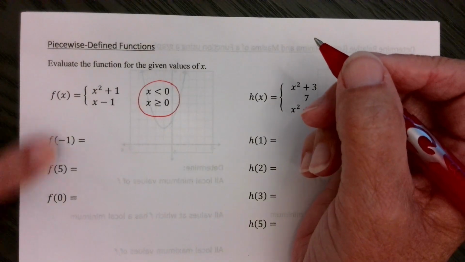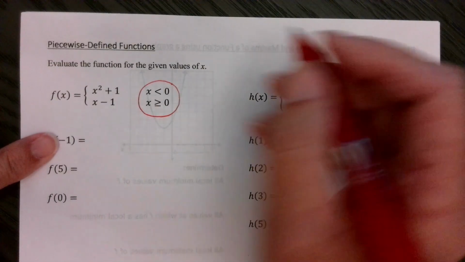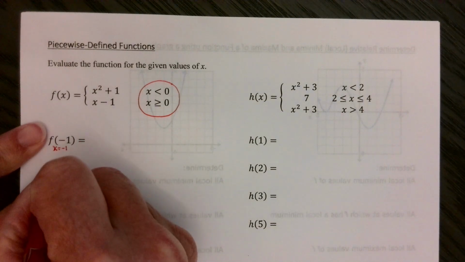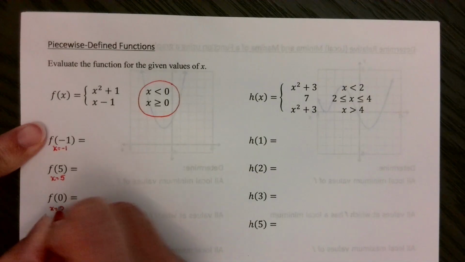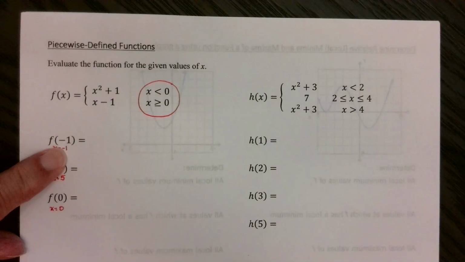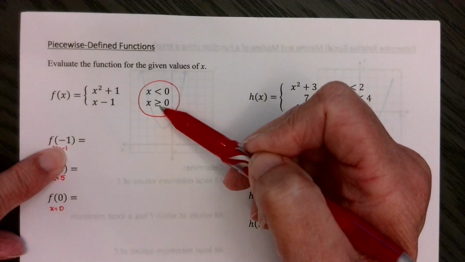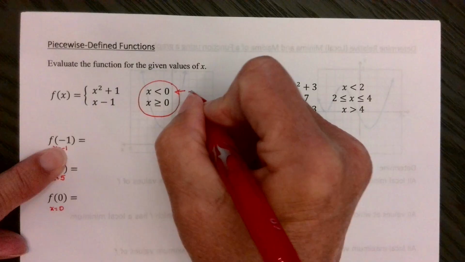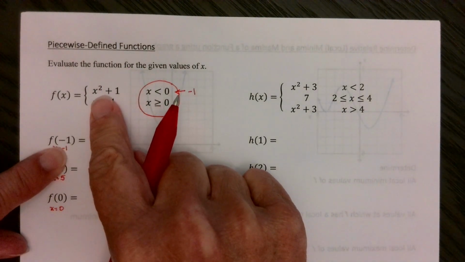This is telling you this, we know this, plug it in. This is our x. So in this case, x is equal to negative 1, here x is equal to 5, and here x is equal to 0. What you've got to find is where does this negative 1 fit in? Does it fit less than 0, or is it greater than or equal to 0? Well, negative 1 is less than 0, so you're going to use this x squared plus 1.